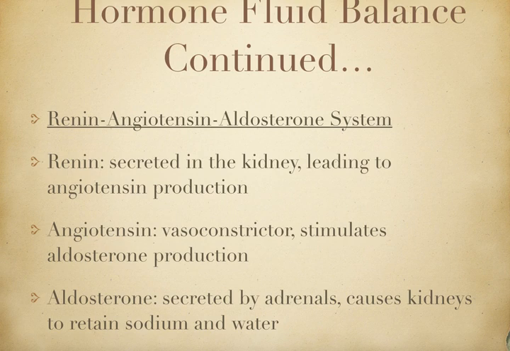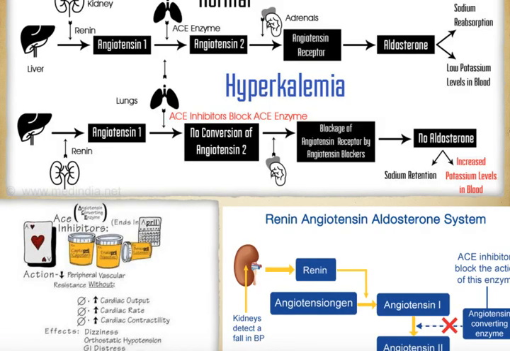Aldosterone is secreted by the adrenal cortex and initiates the act of transport of sodium from the tubules into the bloodstream. And I've got a picture here that kind of helps with this. So we've got renin, angiotensin, aldosterone. We're going to raise the blood pressure through sodium and water reabsorption. There's also some vasoconstriction at play.